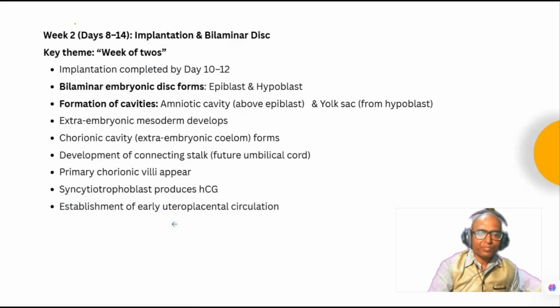So what are the twos? One is the epiblast and hypoblast, these are the 2 types of cells. Then you have 2 cavities, the amniotic cavity and the yolk sac. And third, there are 2 types of extraembryonic mesoderm which are getting formed. And there are 2 types of trophoblast, the cytotrophoblast and the syncytiotrophoblast, that are getting formed. So these are the changes which are happening in the second week of development.